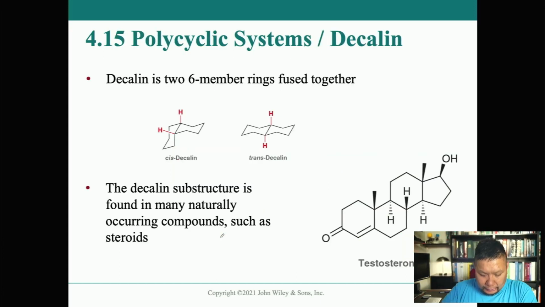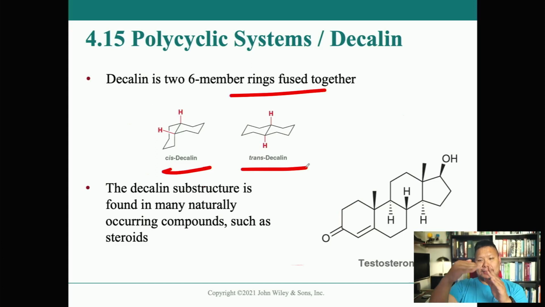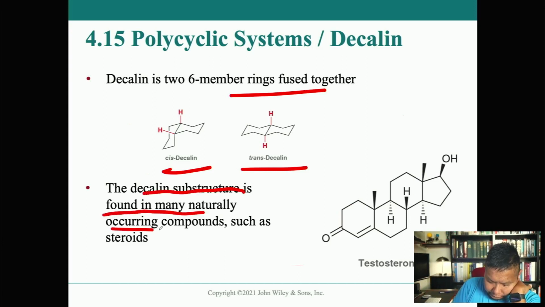So polycyclic systems: there's decalin. Decalin is two rings fused together, two six-membered rings. So there's cis-decalin and trans-decalin, where the six-membered ring is like this; that's cis. But when it looks flat out like this, it's trans. The reason this is important is because decalin is a substructure found in many naturally occurring compounds such as steroids. So this is testosterone.